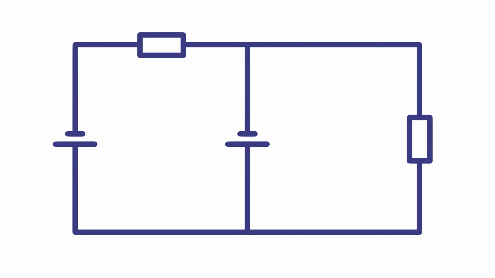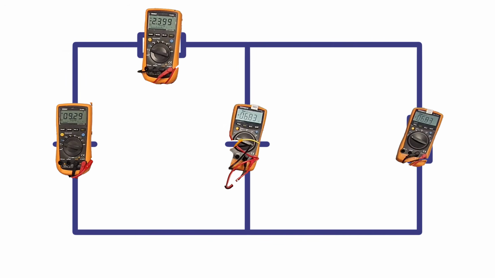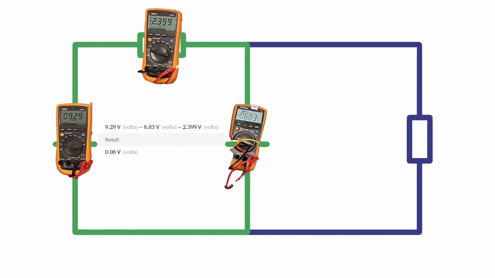We can define 3 loops in this circuit: loop 1, loop 2, and loop 3. Note that these 6 and 9 volt batteries are in opposition. Kirchhoff's voltage law tells us the voltages in each loop should add to 0. In loop 1 we have 9.29, minus 6.83, minus 2.399, which totals 0.06 volts.